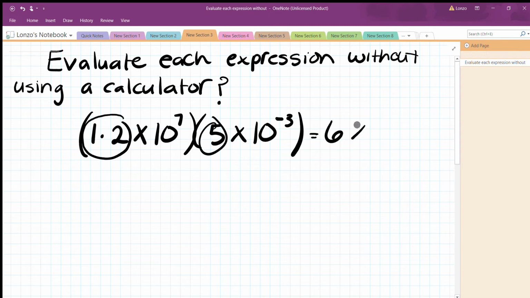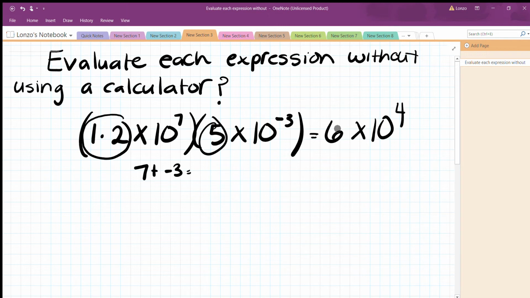And then it's going to be times 10. Now, see this 10 to the 7th and 10 to the negative 3? What do we know about our exponent rules? We are multiplying, so we must be adding. So you have to do 7 plus negative 3, which is 4. 10 to the 4th. So now it's 6 times 10 to the 4th.